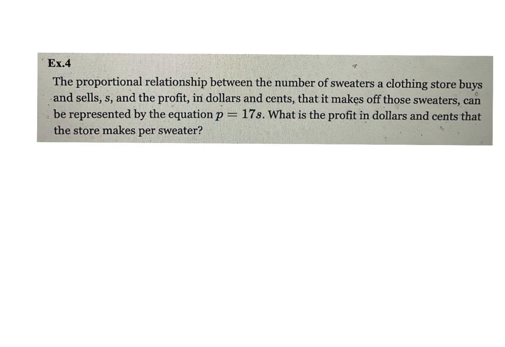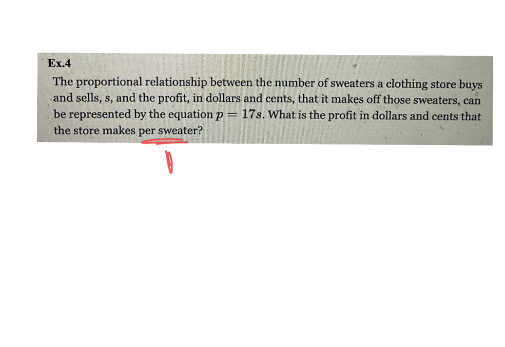Example 4. The proportional relationship between the number of sweaters a clothing store buys and sells, S, and the profit in dollars and cents that it makes off those sweaters can be represented by the equation P is equal to 17S. What is the profit in dollars and cents that the store makes per sweater? So what that means is for one sweater, right? They want to know how much does it make for one sweater.